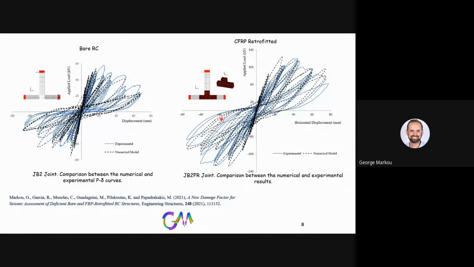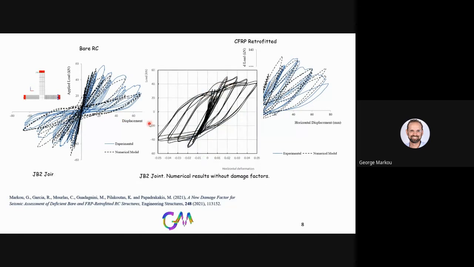This is the corresponding comparison for the retrofitted joint, and as you can see, the capturing of the maximum expected resistance was done in an optimal manner. If I recall well, it had an error of less than 5%. So this is the numerical response with the proposed damage factor, and this is the behavior without the damage factors. As you can see, the hysteretic loops completely change, and this shows the contribution of the proposed damage factors that provide us with the ability to capture these extremely highly nonlinear problems from the material point of view.